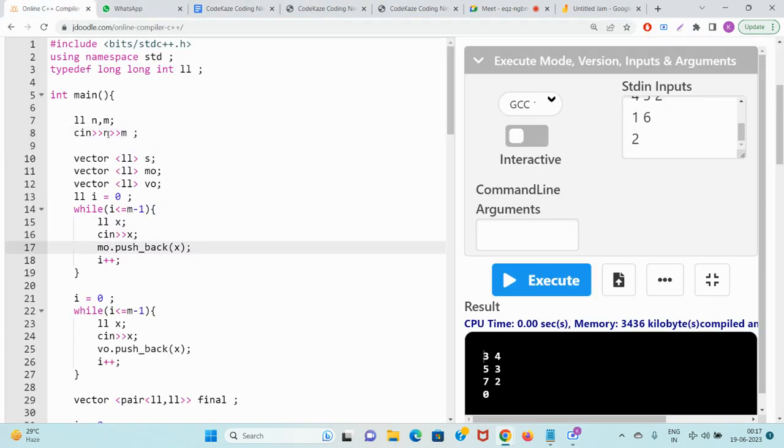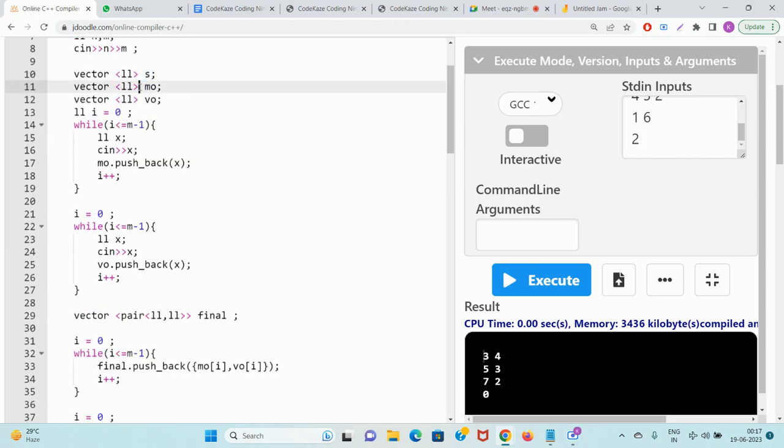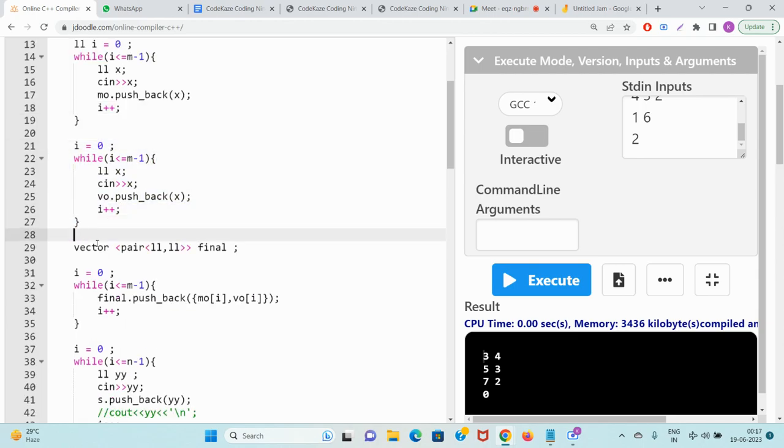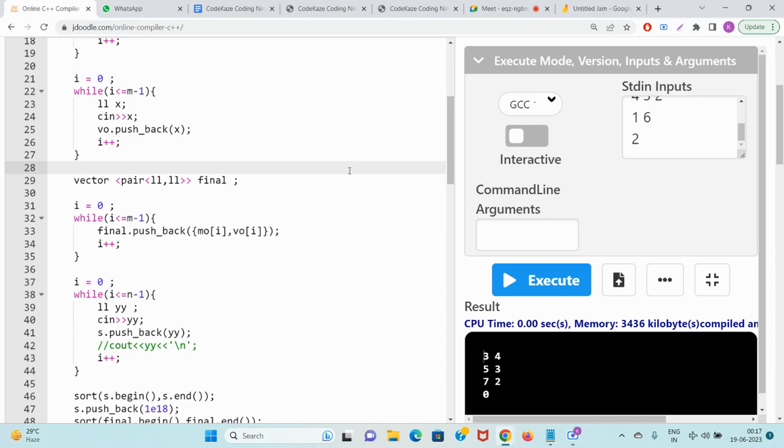Okay. So guys, N and M are your soldiers and your monsters. S vector, I am using it to store the soldiers. Mo vector to store the positions of monsters. Vo vector to store the strength of the monsters. See, I am running a loop, storing, running a loop, storing, running a loop, storing, and then I am storing all these in a vector of pairs or an array of pairs. The first element is nothing but the position of the monster. The second element of the pair is nothing but the strength of the monster. Clear?